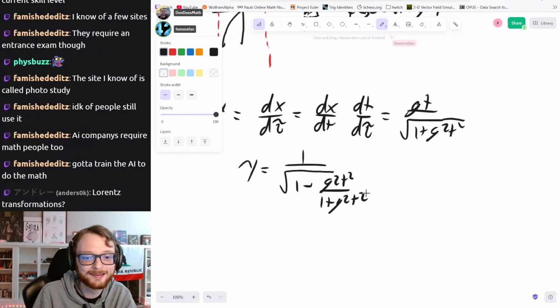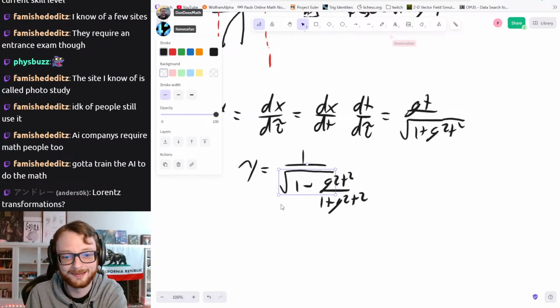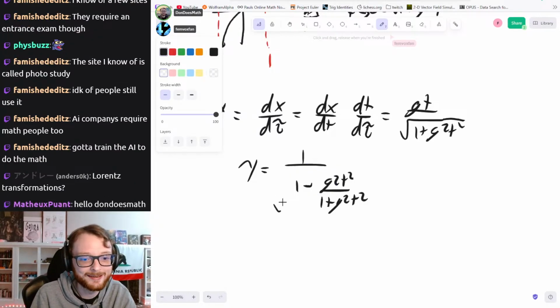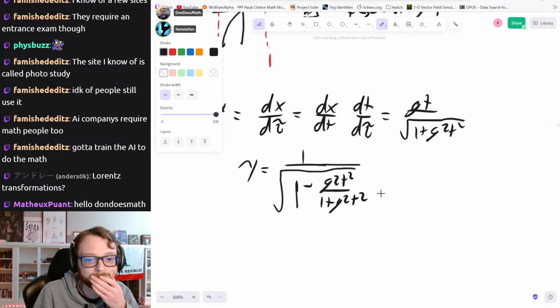Oh yeah, I just said that and you're already halfway through doing it. Anders, yeah. Hey Matthew. Yeah, Anders, it's Lorentz transformations.